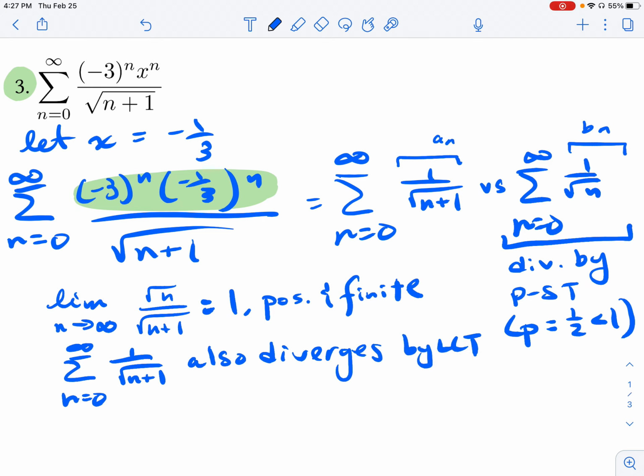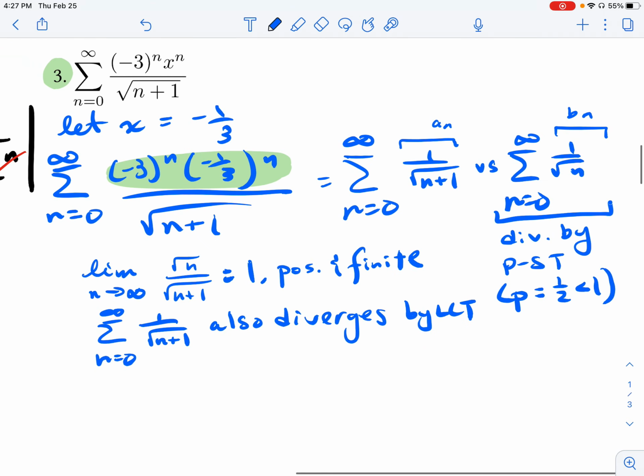Okay, so just to walk through the steps here at this endpoint, this is why I wanted to do this problem, because I think it goes through a couple of different concepts. When we plugged in negative 1/3, we found that the series that results from our power series is 1 over root n plus 1. We can't use the p-series test for that, but we can compare it to a helper series that we know diverges by the p-series test. We applied the limit comparison test and found that this series is also going to do the same thing as our helper series, which means it's going to diverge.